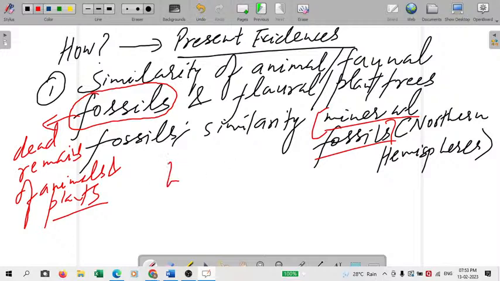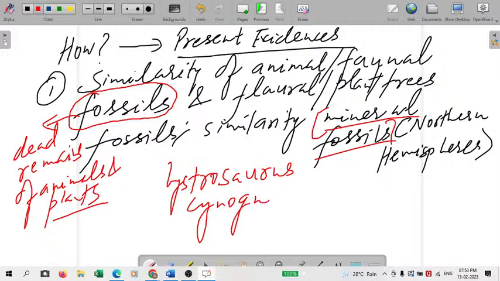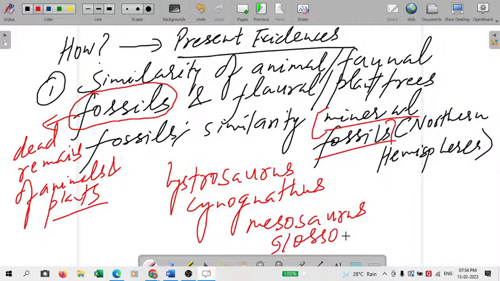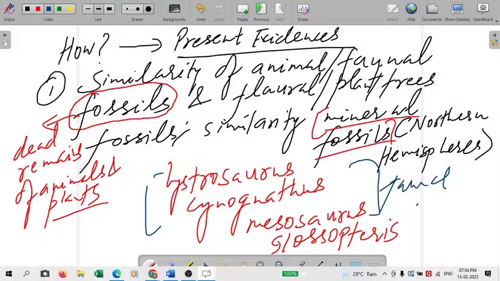सो व्हाट यू हैव टू रिमेंबर इज, लिस्ट्रोसॉरस को याद रखेंगे, land reptile. Cynognathus you have to remember, another land reptile. Mesosaurus, freshwater reptile. And Glossopteris. ये चार को आप याद रखें. इन चार में से these three are faunal species, right? And this is a floral species. Okay.